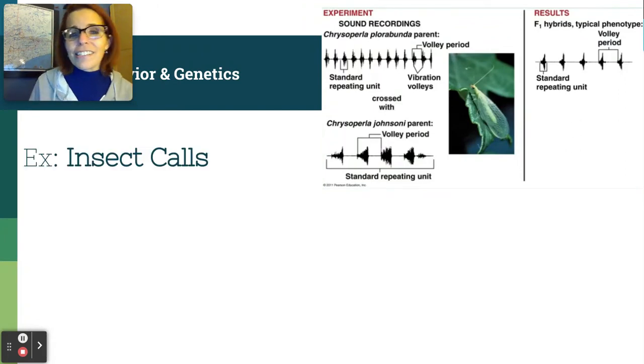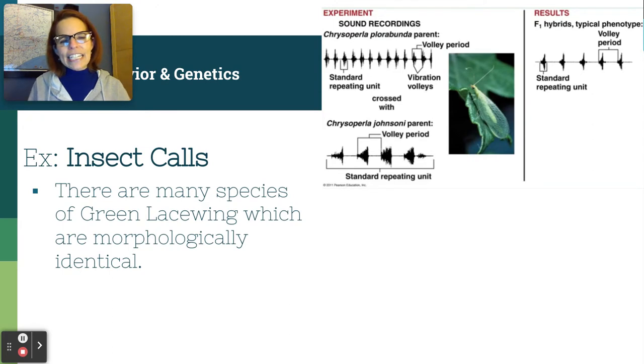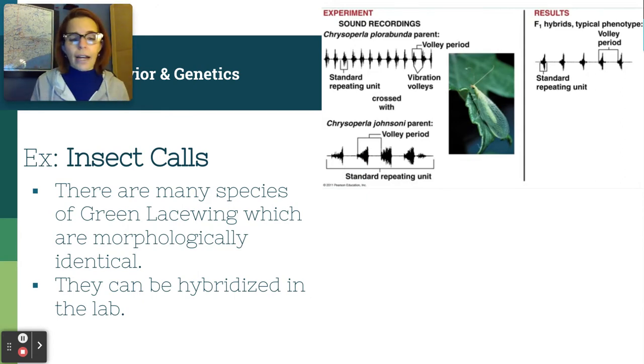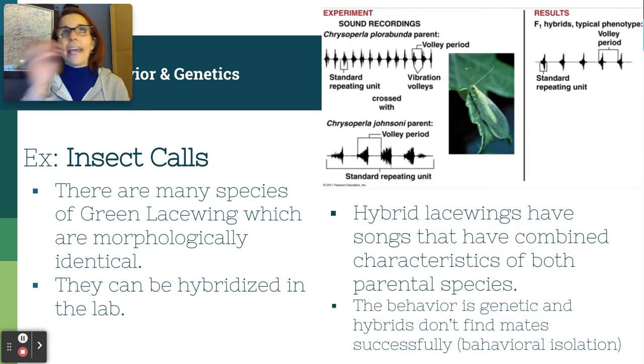So insect calls is another example. There are many species of, and this is an example, green lacewing, which are morphologically identical. That means that physically they look the same to us. We can't tell the difference. And we can hybridize them in the lab, which means that we can have two different species mate. They've experienced behavioral isolation because their calls are different. Hybrid lacewings have songs that have combined characteristics of both parental species.